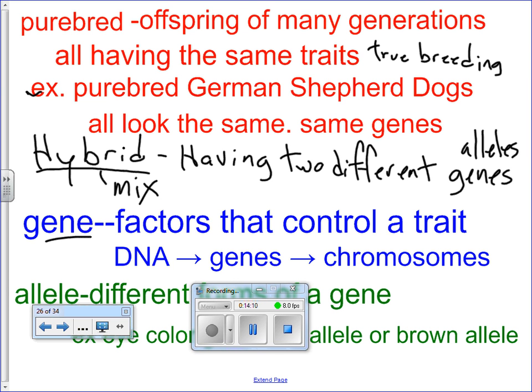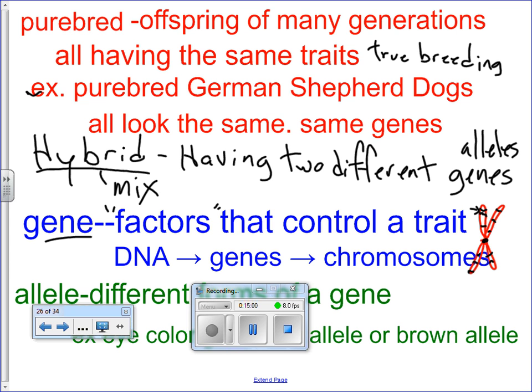Gene: Mendel called them factors that control a trait. Last week we talked about DNA. DNA makes up genes, and genes make up chromosomes. We're going to continue to talk about this over the next 3 weeks. When you look at a chromosome, they often show it with little stripes. Those stripes are sections that code for certain traits. So here you have a chromosome that's made up of genes, and each gene is huge amounts of DNA that makes that particular trait.